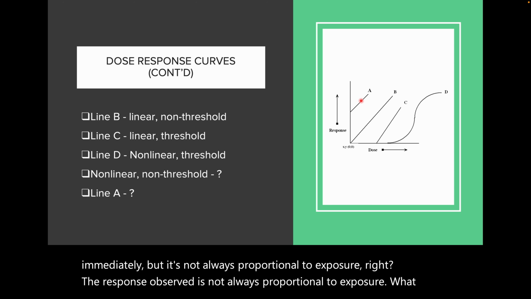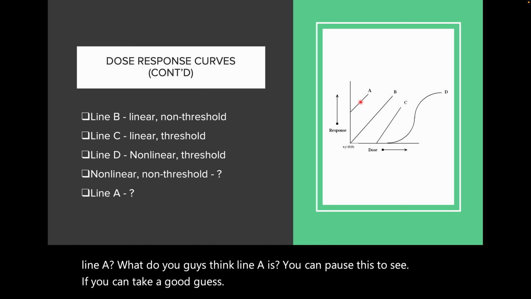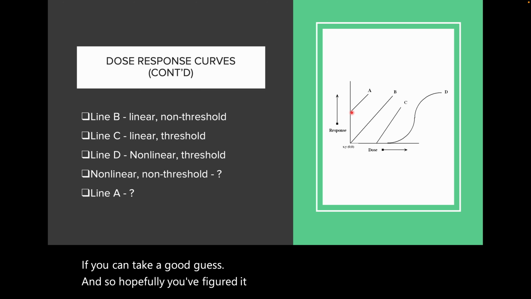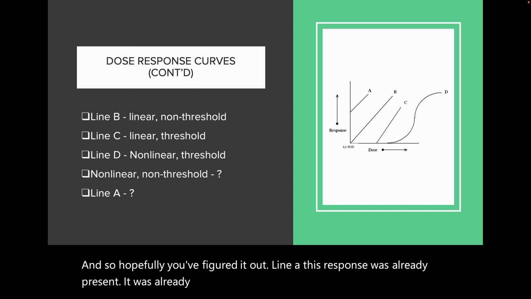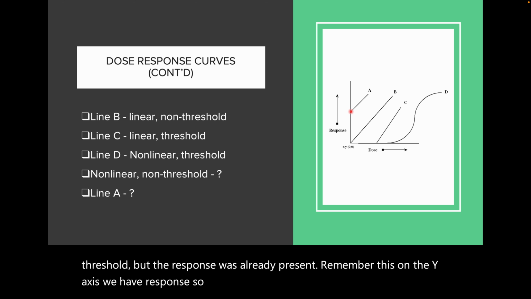Well, what about line A? What do you guys think line A is? You can pause this to see if you can take a good guess. And so hopefully you've figured it out. Line A, this response was already present. It was already present before the exposure. So it's still a linear non-threshold, but the response was already present. Remember this, on the y-axis we have response. So the response is already high, and the exposure just makes it worse.